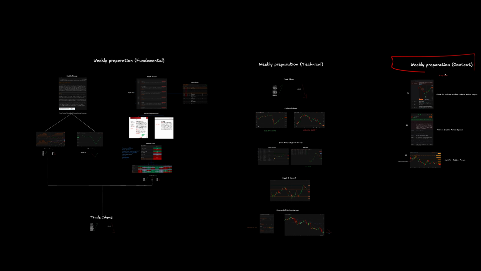The context changes everything again. So you need to adapt to the context every day, every single day, at any time. This is the most important part, because if you have some trade ideas, maybe your ideas are not valid anymore. So you need to adapt to the context.